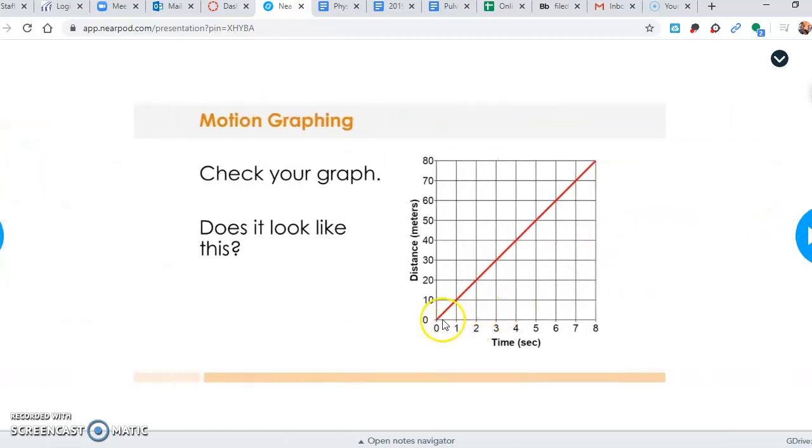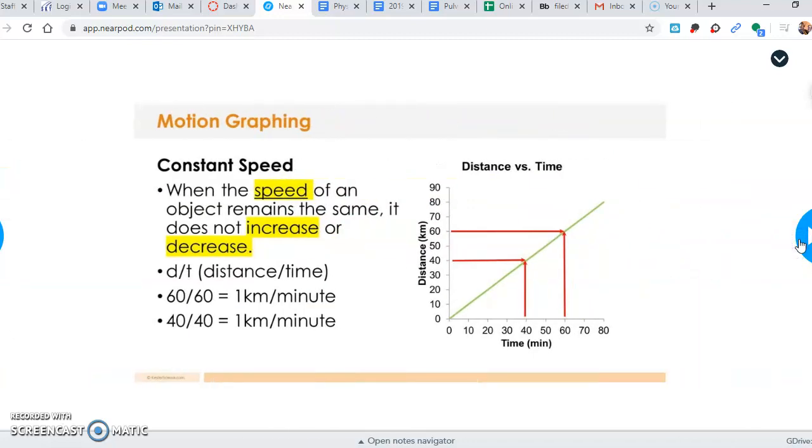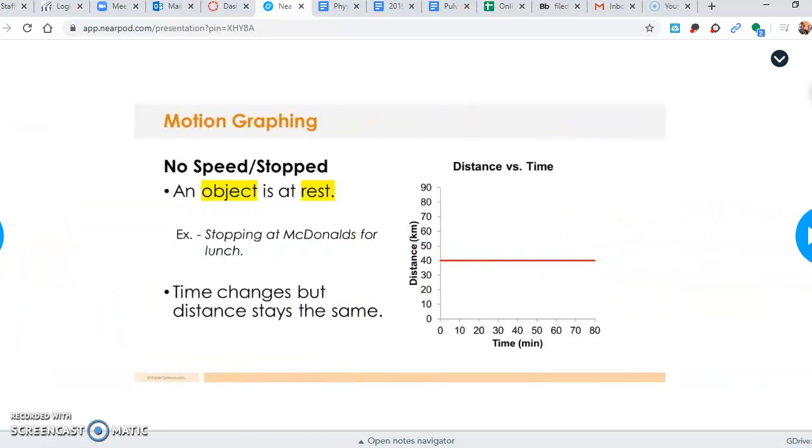So this one again is showing a constant speed. Notice that they went 10 meters in 1 second, and then here they went 20 meters in 2 seconds, 30 meters in 3 seconds. So they're showing a constant speed as they go along. Every 10 meters, they're going 1 more second. Again, this one also is showing a constant speed. They're going the same speed over the same distance.